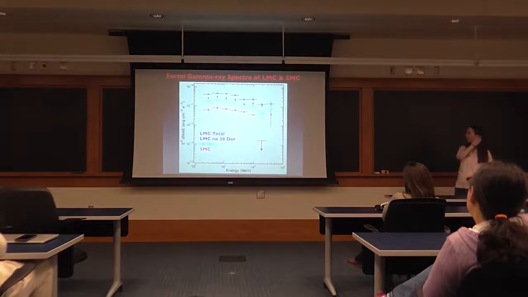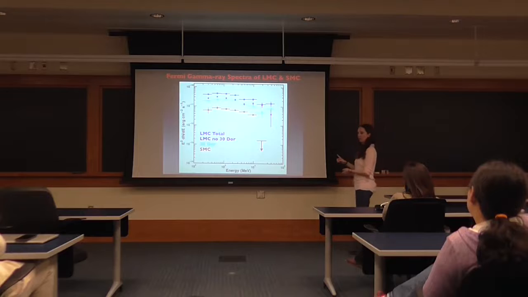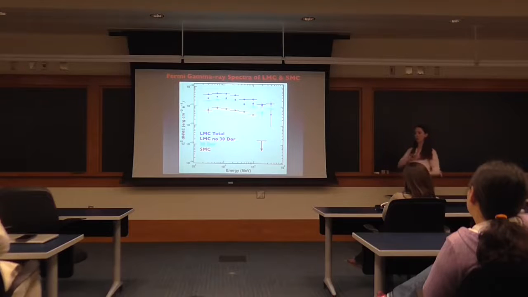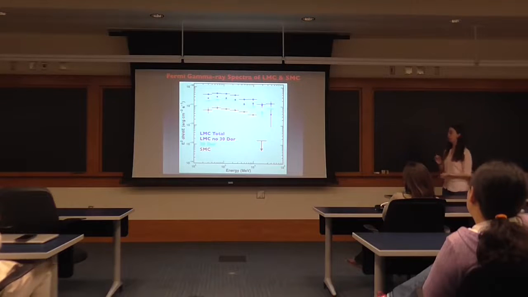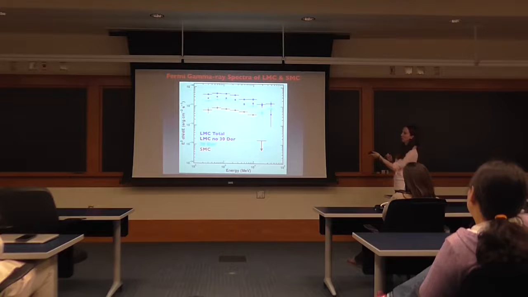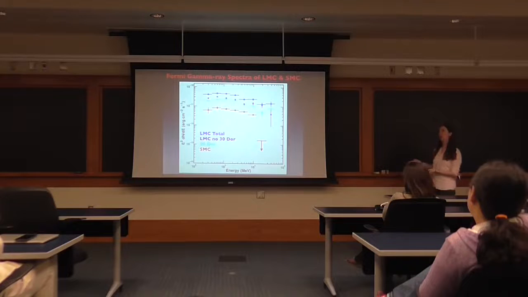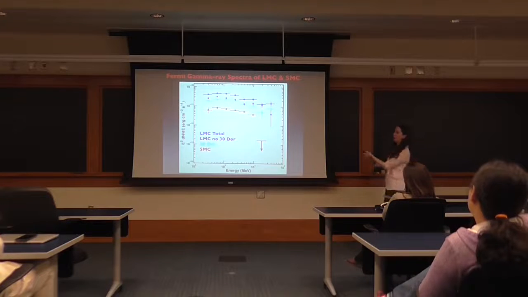So we can use these data to get the gamma ray spectra, and this tells you the significance of the different energy bins. The error bars are really tiny. This is what the spectrum looks like for the LMC total. This is 30 Doradus, which is half of the flux in basically all of the energy bins. 30 Doradus by itself, and then the SMC.